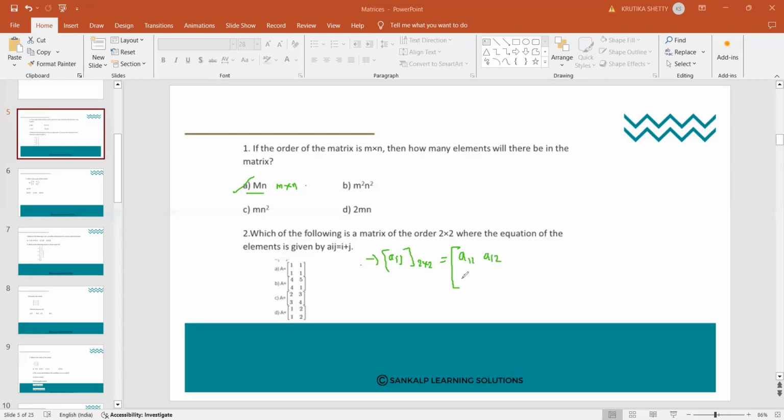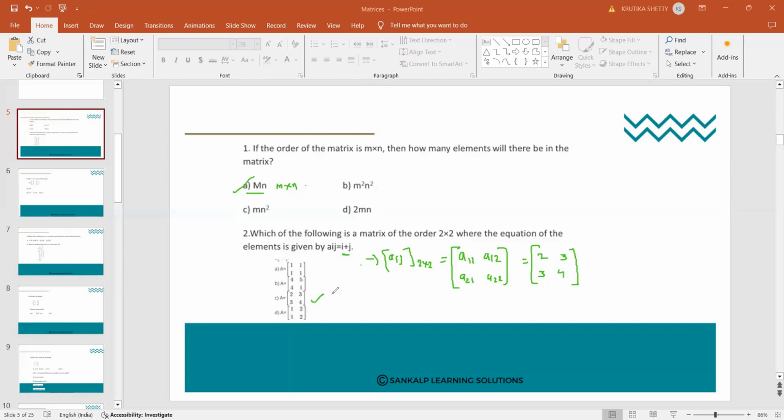Which are those 4 elements? A11, A12, next A21 and A22. Write this pattern and then use the condition. Each element is i plus j. So the first element will be 1 plus 1, equal to 2. Next element 1 plus 2, equal to 3. The next element 2 plus 1, again equal to 3. And 2 plus 2, equal to 4. So out of the given options, option C is the right option.